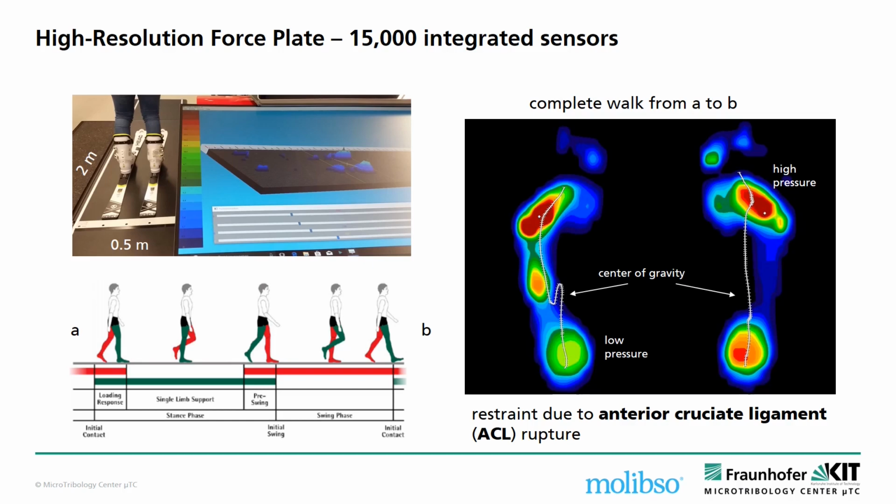On the left hand side we see a problem. There's an S-shaped curve right here in the middle, and this is because this patient, this proband, had an anterior cruciate ligament rupture in the past, and here we still see the impact of this ACL rupture because there's a restraint. It either hurts to use the left leg, or the ligament does not allow a nice movement pattern like on the right hand side. So we see this from walking across the platform.